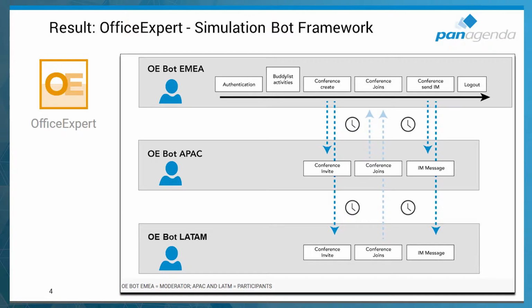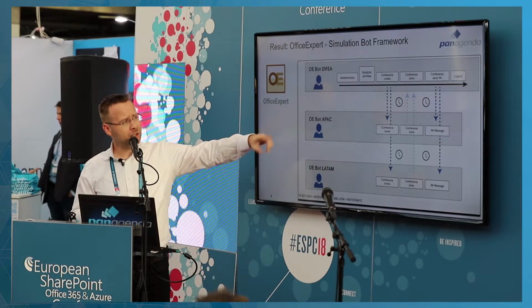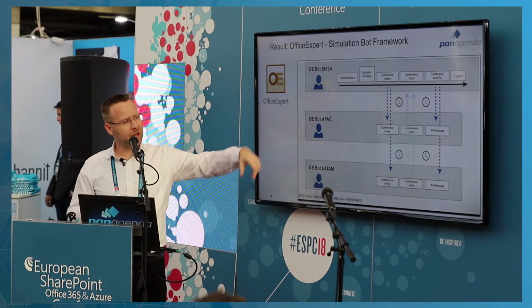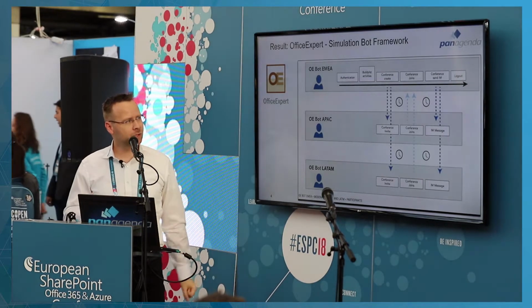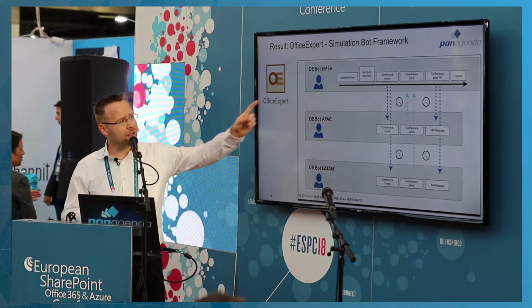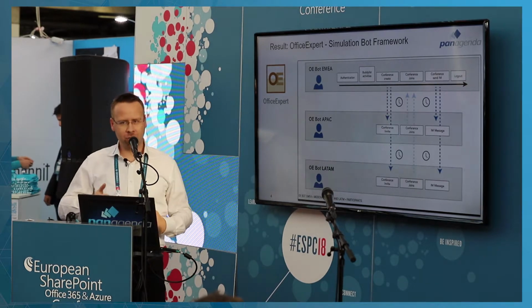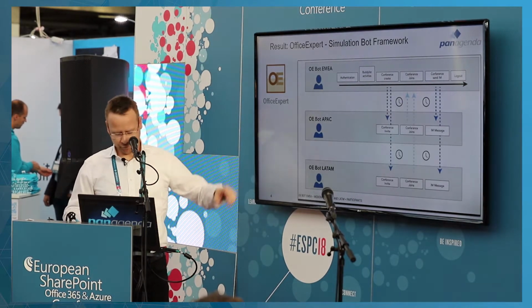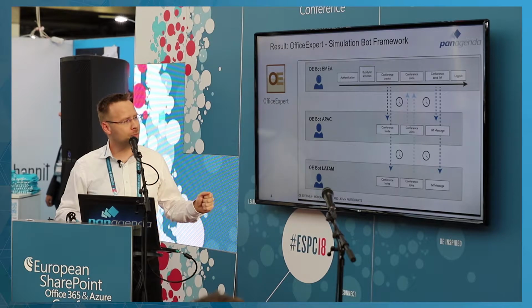What we measure is how long it takes for each of those participants to join the conference. Is it quick for a user coming from APAC, or very slow for users coming from Latin America, as an example? Once they have joined the conference simulation, we do some instant messaging round-trip simulation steps, and then finally we log out and end the simulation process. This is the rough overview of the simulation approach itself.